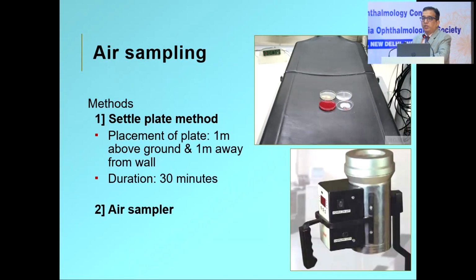You also need to monitor the air quality. There are some specific equipments for air quality, but most commonly, in most centers, it is done by the settle plate method. After you have taken all the swabs, you open a petri dish of blood agar and Sabouraud dextrose agar that you can get from your laboratory, and you just keep it open for half an hour. After half an hour you close it, and then you can start your routine OT.